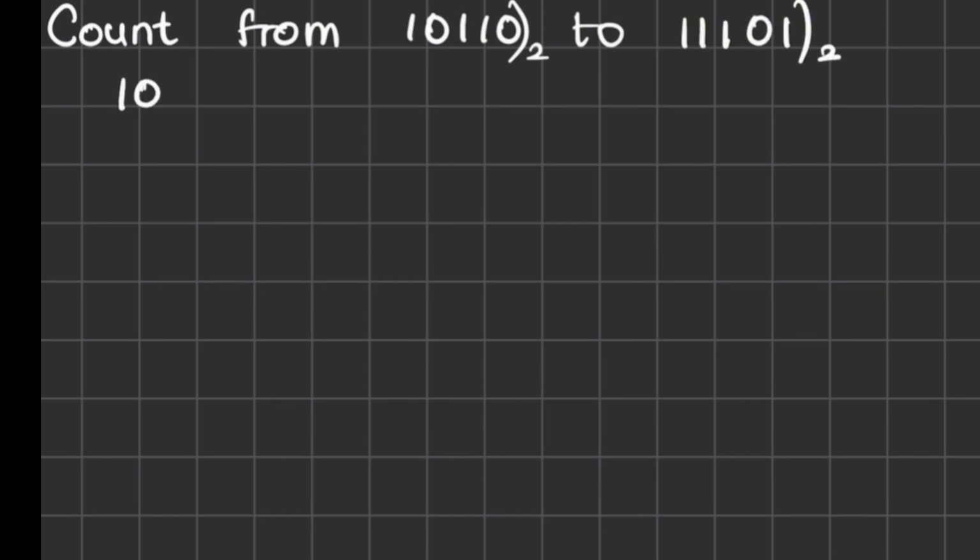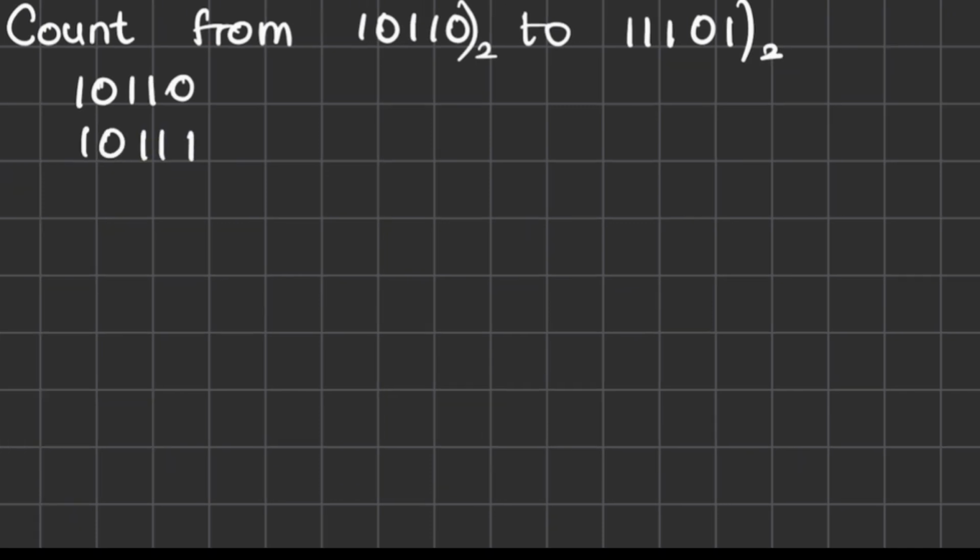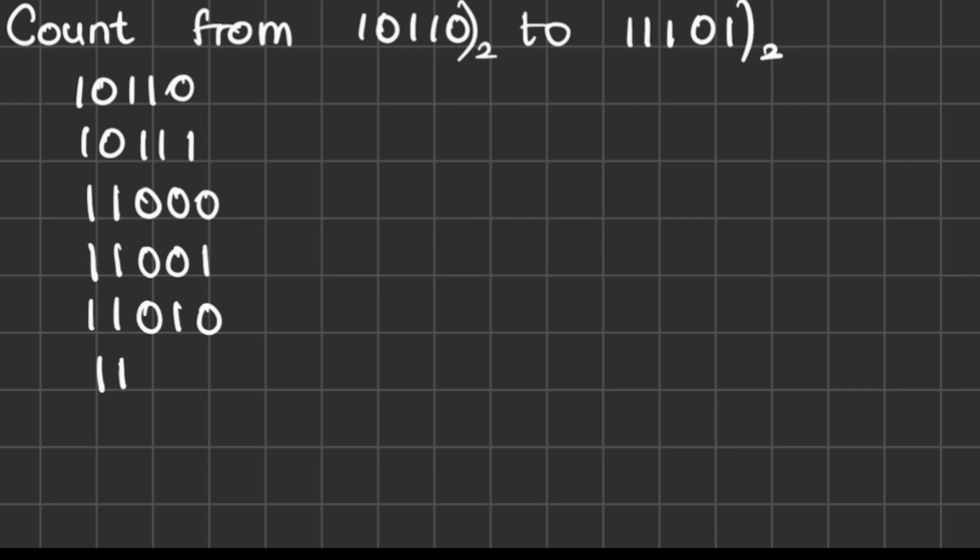Now let's do an exercise. Count from 10110 to 11101. So we can write 10110. The next number is 10111. The next number is going to be 11000. Then we have 11001, 11010, then we have 11011, then we have 11100, then we have 11101, and that's it.